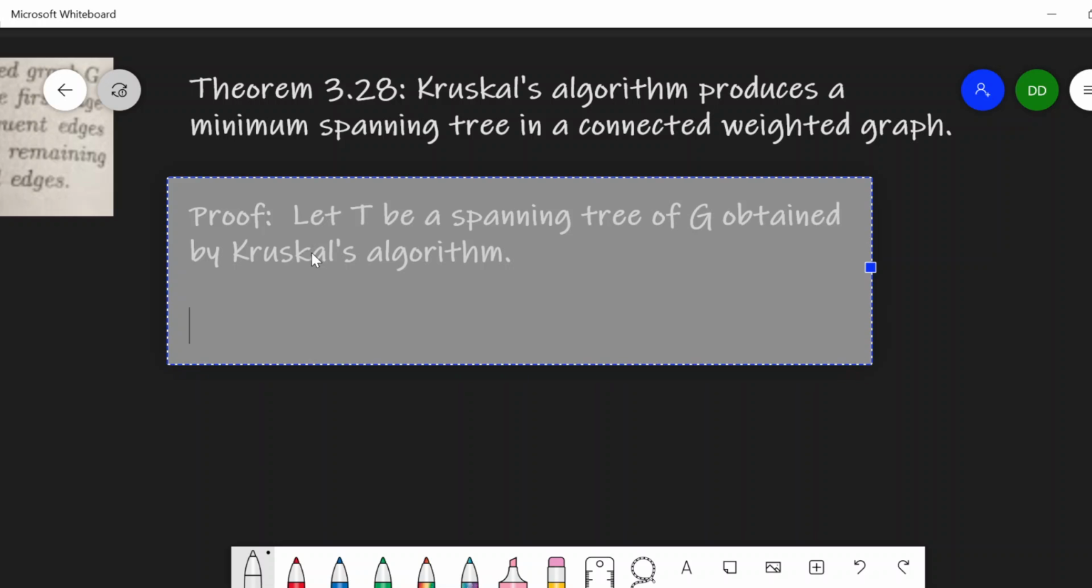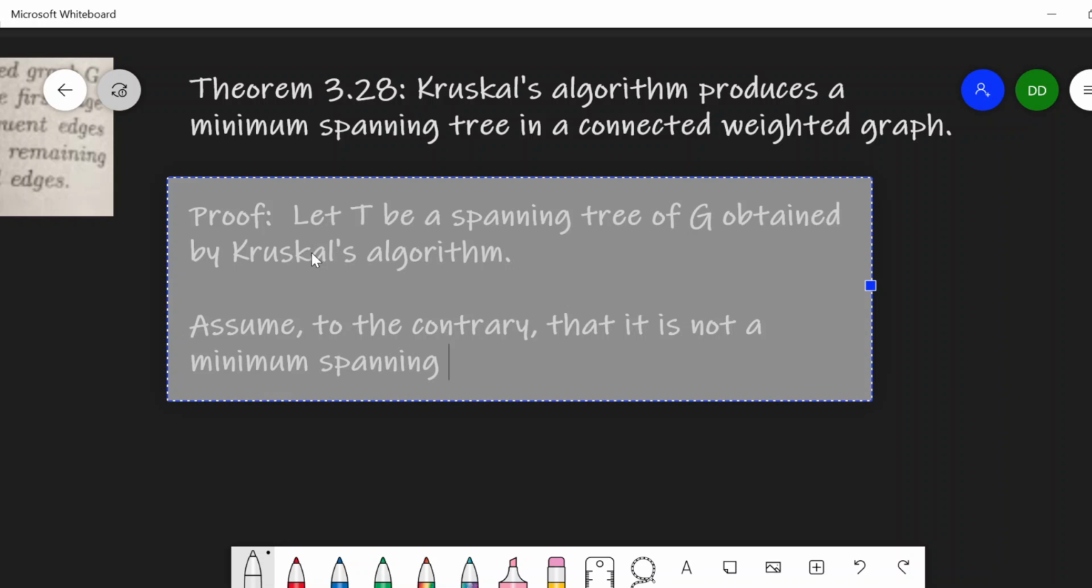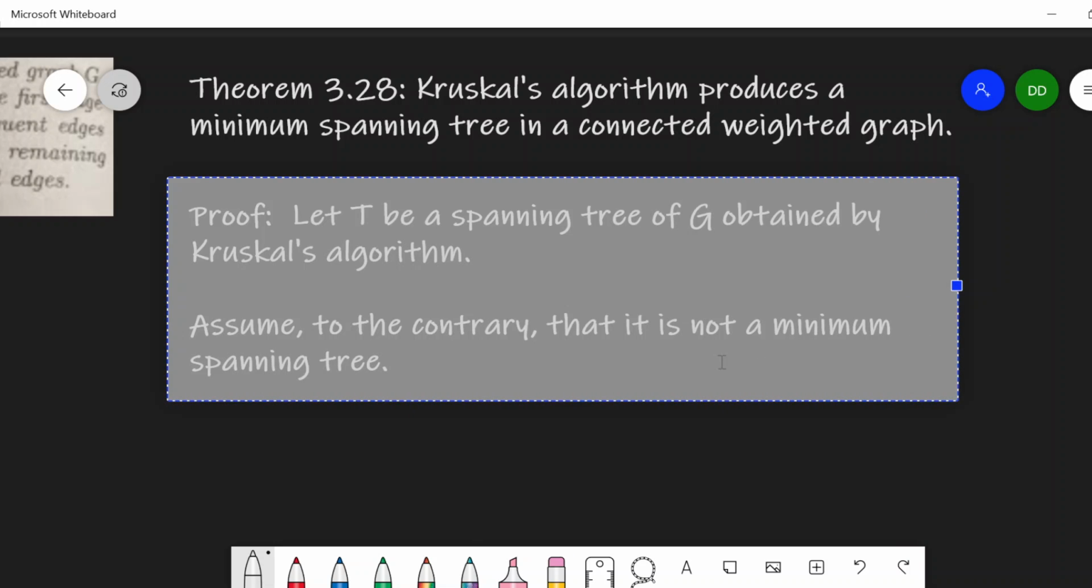And we will assume, to the contrary, that T is not a minimum spanning tree. So what would be the case if Kruskal's algorithm did not spit out a minimum spanning tree? We'll show that there's some contradiction that arises from this. Let me be a little bit more specific. Instead of it, I'll say T is not a minimum spanning tree. So just like we've done in the past, I'll choose a minimum counterexample. So let's see.